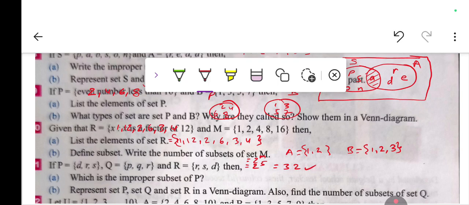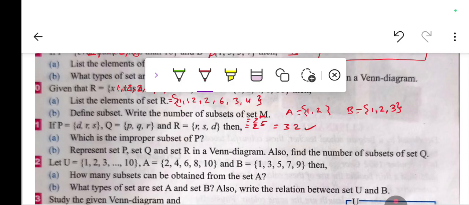Let us see another question. Question number 11. P is equal to {D, R, S}, Q is equal to {P, Q, R} and R is equal to {R, S, D}. Then what is the improper subset of P? RDS or DRS, over here also RSD. So the improper subset of P is R.